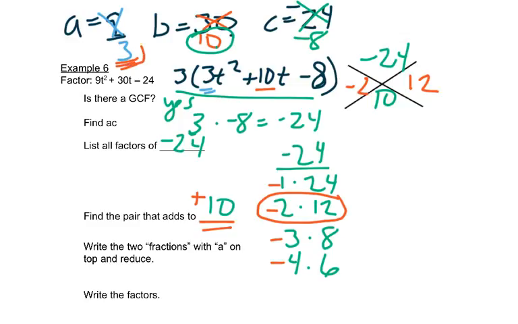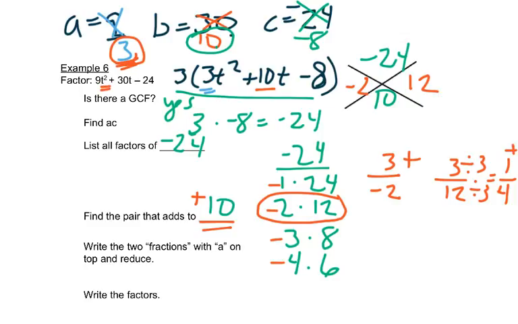So again, remember, here's my A. I'm going to put that on top. 3 over negative 2 and 3 over 12. This one reduces to give me 1 over 4. So this is really a T, so I have a T with both of my top things as well. So reading straight down, again, I have 3t minus 2 and 1t, or just t, plus 4.